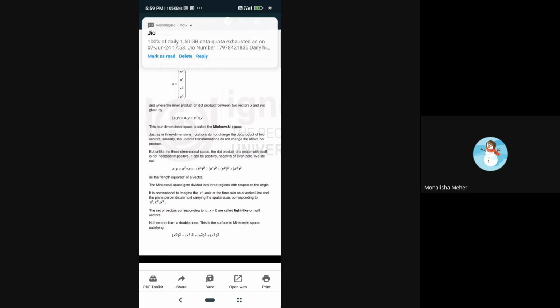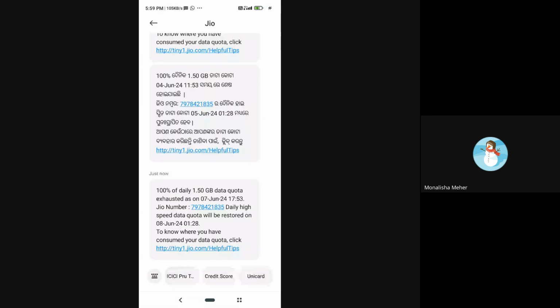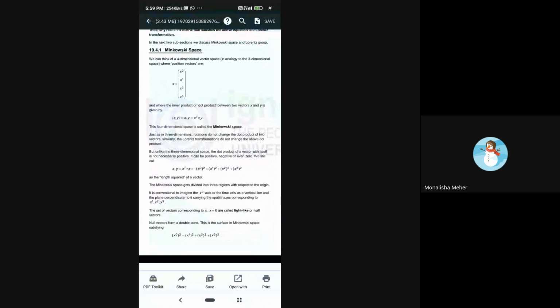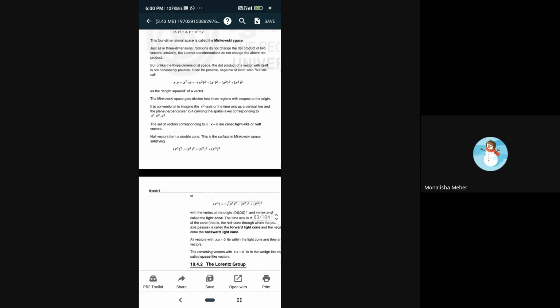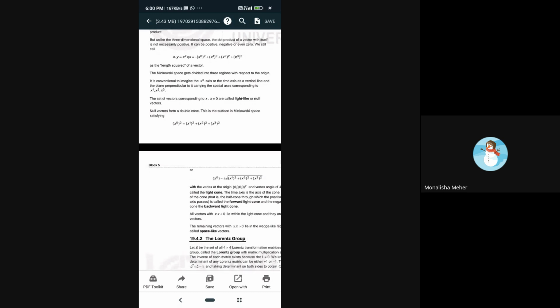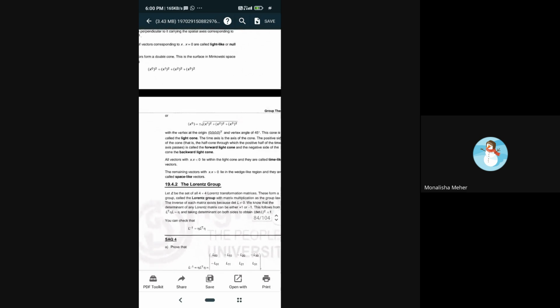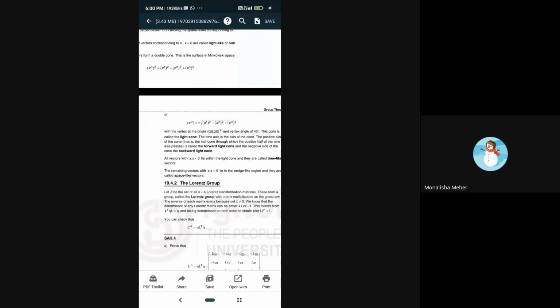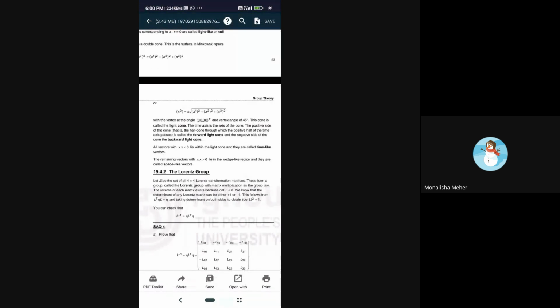A set of vectors corresponding to x·x = 0 are called light-like or null vectors. And x·x can be written as x transpose eta x = -x0 squared + x1 squared + x2 squared + x3 squared, and can be regarded as the length squared of a vector. Null vectors form a double cone. This is the surface of Minkowski space satisfying x0 squared = x1 squared + x2 squared + x3 squared, and x0 = plus or minus the root of x1 squared + x2 squared + x3 squared, with the vertex at the origin (0, 0, 0, 0) transpose and a vertex angle of 45 degrees.